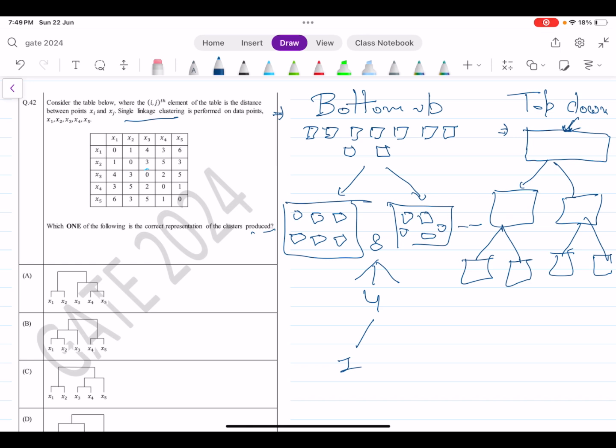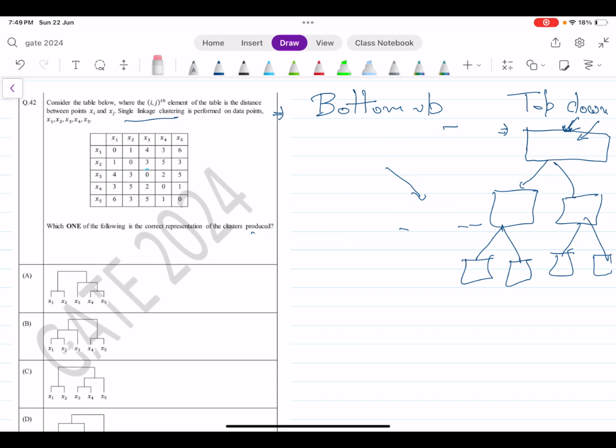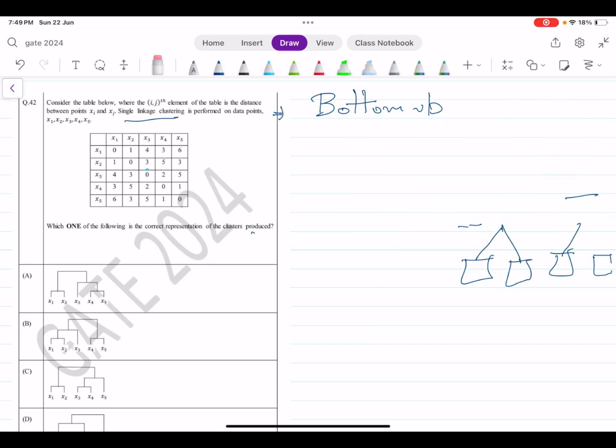So in top down, we have all the data points in one chunk, and then we split these chunks. In the bottom up approach, we have all the individual data points, and we start clustering them in smaller chunks, and then we make a big chunk. So hierarchical clustering is a bottom up technique in which we start with individual data points and add them together until we form the desired number of clusters.